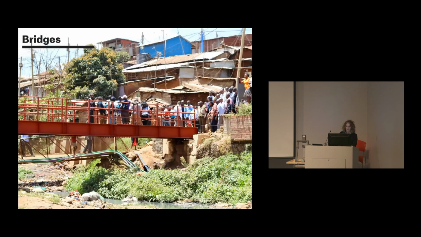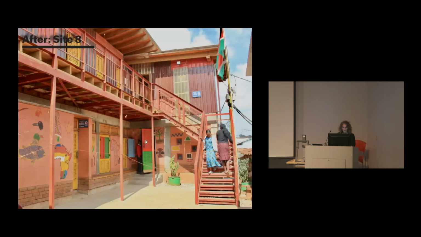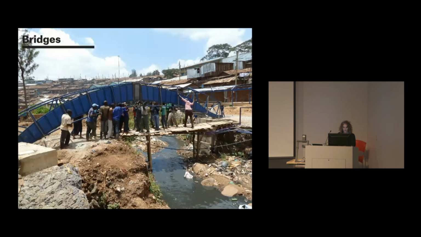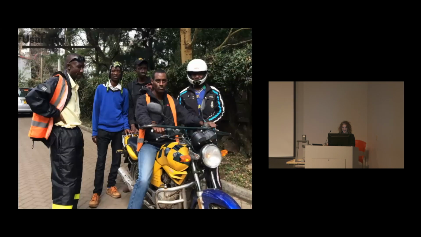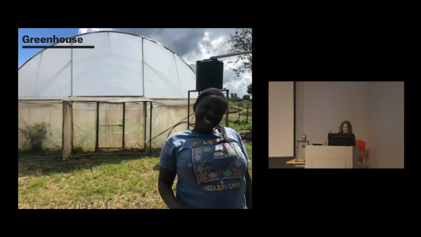Some of the examples of those businesses include things like small transportation businesses, craft businesses, and food provision in the form of greenhouses or other urban gardens.